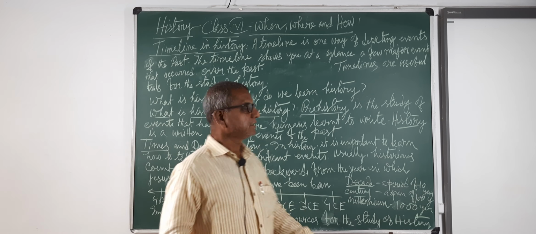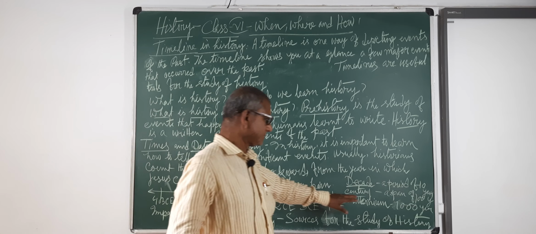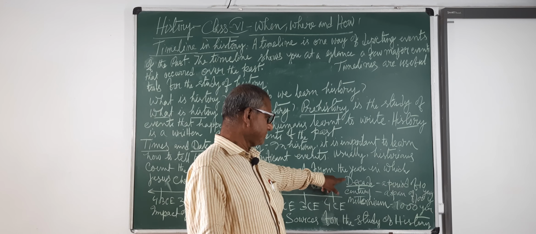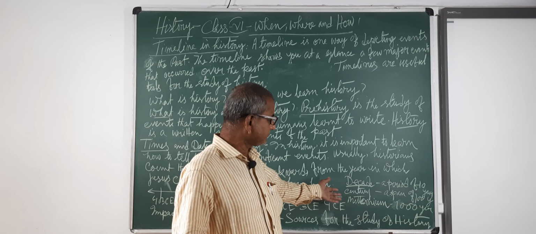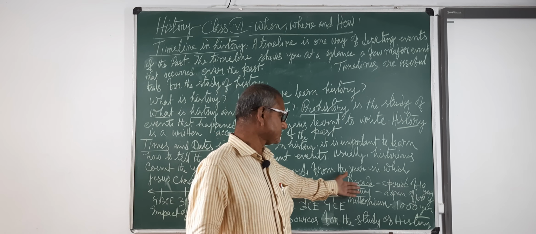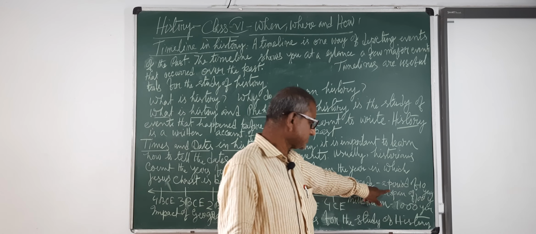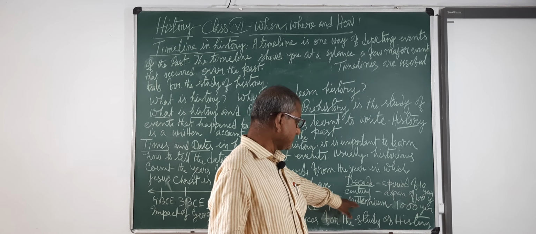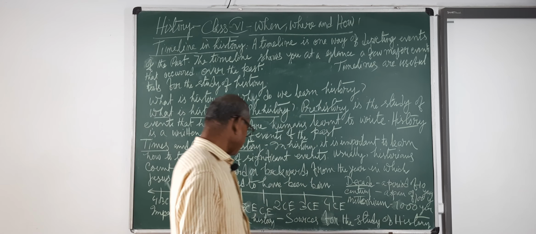Now, in dates and times, we commonly use terms like decade, century, and millennium. A decade generally refers to a period of 10 years. A century refers to a span of 100 years. A millennium refers to 1000 years. 1000 years, clear?